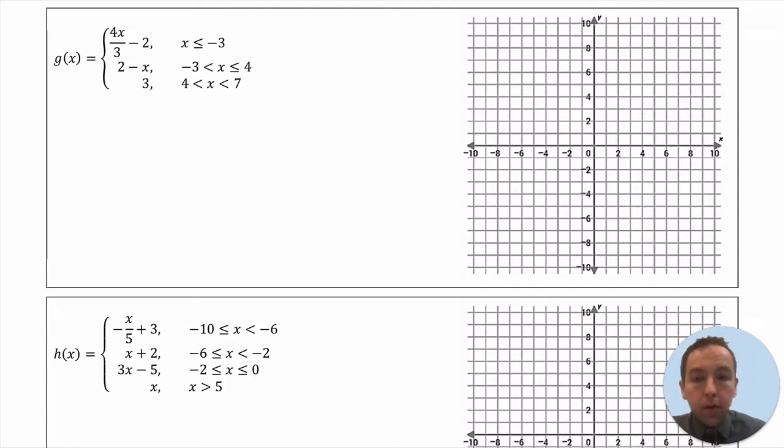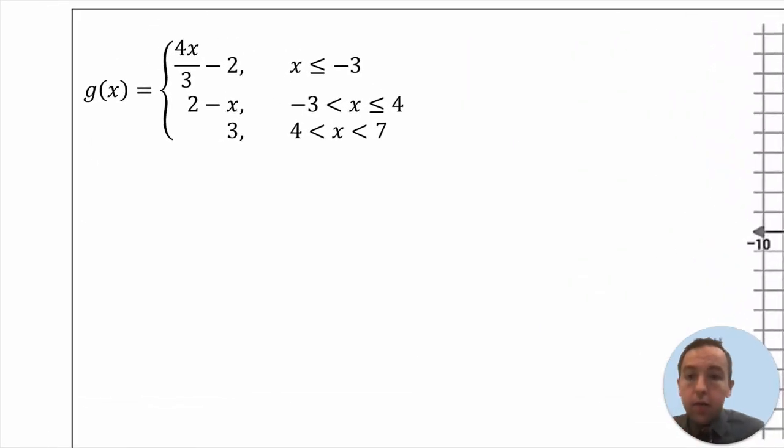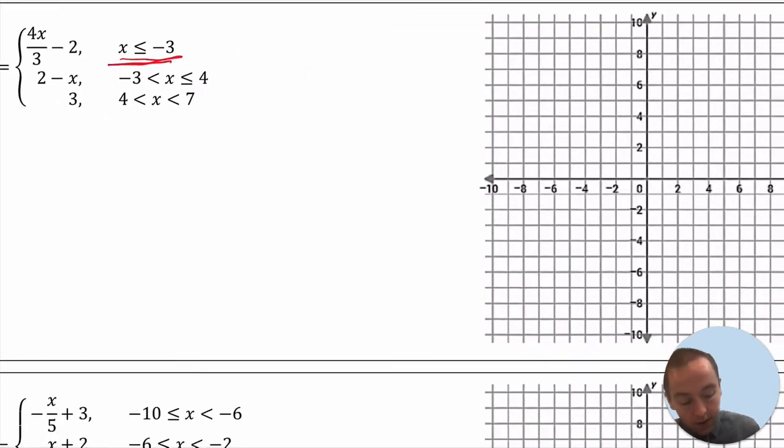These are just a couple examples of graphing piecewise functions. So starting with function g right here, you can see that g will map to three different outputs depending on domain restrictions. So if you think about the domain restrictions first of all right here, only when x is less than or equal to -3.